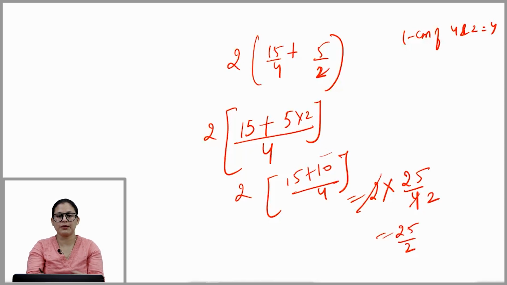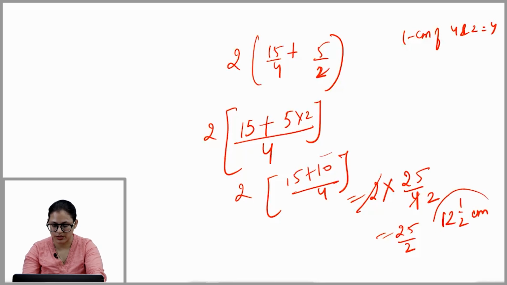So this is an improper fraction. So what will you do? You will convert it into a mixed number. So 2 1s are 2, 2 2s are 4, 1 by 2 centimeter. So 12 whole 1 by 2 centimeter is the answer, right?